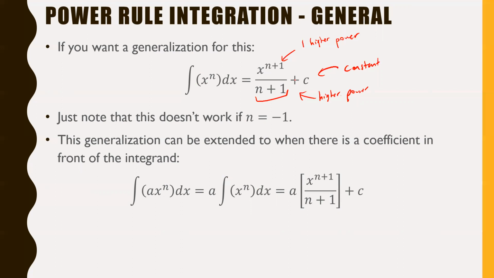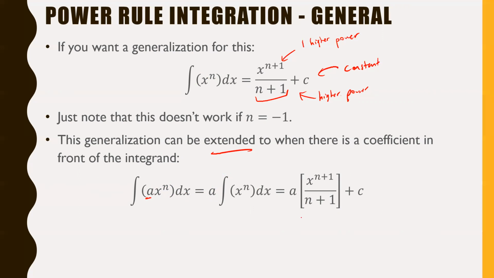Now, some of the examples like that last one, though, we had like 5x cubed or whatever is what we started with. Well, that's where we can actually be quite fortunate. This generalization can be extended to when there's a coefficient in front of the integrand. So if we had ax to the power of n, the a can just come out of the integral, because a, when it's multiplying by some x that we're taking the derivative or the integral with respect to, the a is irrelevant, just like it was when taking the derivative. So it can come out and do its own thing. And then we can just have it chill on the outside just like that.